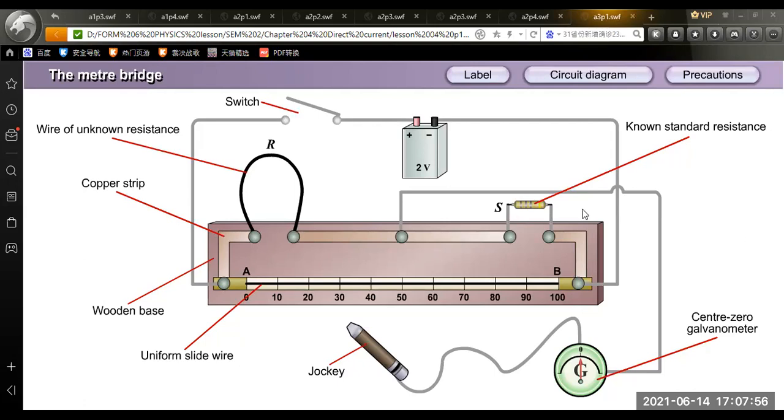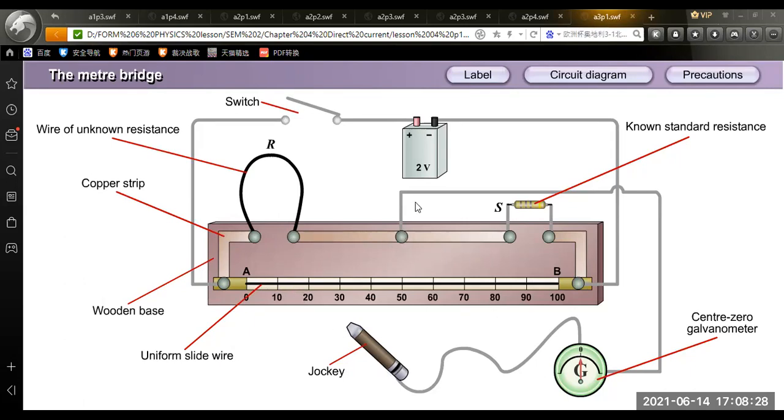Okay, so now the wire with unknown resistance, that means we want to find the resistance of the wire later. Here will be the copper strip used as a connector. The wooden base is used as an insulator. And the uniform slide wire, what is meant by uniform? Uniform cross-sectional area. We use a jockey.